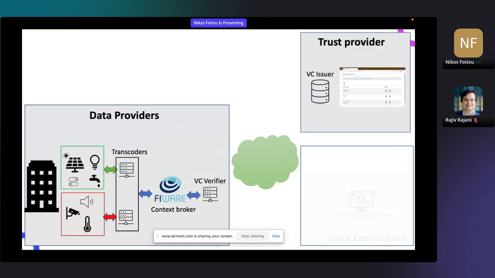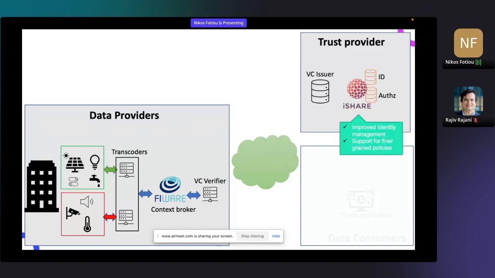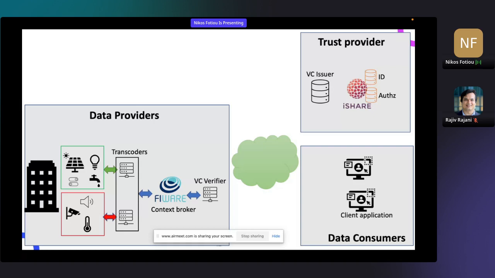In our existing architecture, access control is implemented using verifiable credentials, and access control decisions are made using access control lists, which again is good enough for small use cases, but when it comes to large scale deployments, this does not scale very well. For these reasons, we are going to explore iSHARE technologies in order to get improved identity management, as well as support for finer grained policies that will be suitable for our experiment. And we are going to use the same client applications, which is nice, since we're going to demonstrate interoperability among existing deployments.